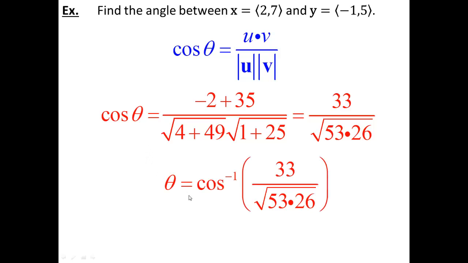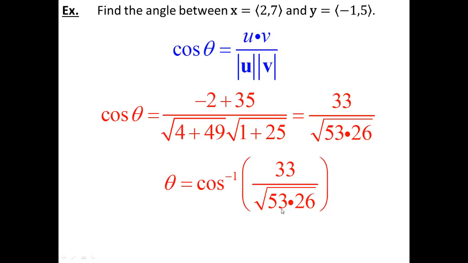And I'm going to solve for theta by simply moving the cosine to the other side as an inverse cosine. And this is what I'm going to type into my calculator. I'm going to type the inverse cosine of 33 divided by the square root of 53 times 26. Now again, you could do 53 times 26 as a separate problem so that you can figure out what that is. I personally think that's a waste of time. I'm just going to type this in my calculator exactly as is and let the calculator do all the work all at once for me.